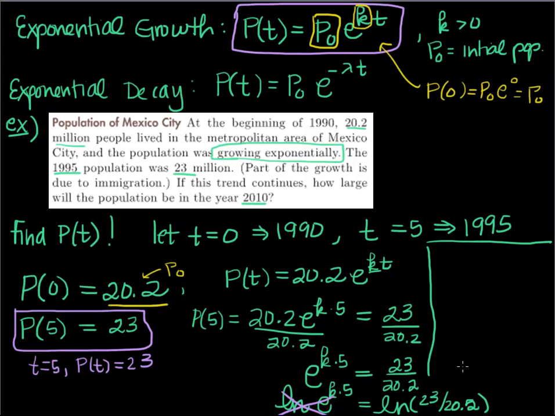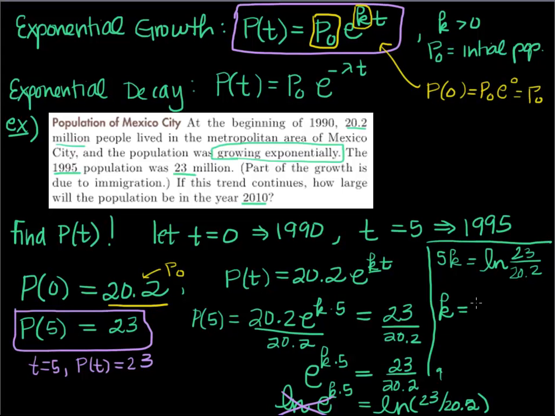All right, so let's simplify this a little bit. So what do I have? I have 5k. I really apologize for this being so messy. So I have 5k equals the natural log of 23 over 20.2. And then what's my final answer going to be then? This will give me the most precise value for k.